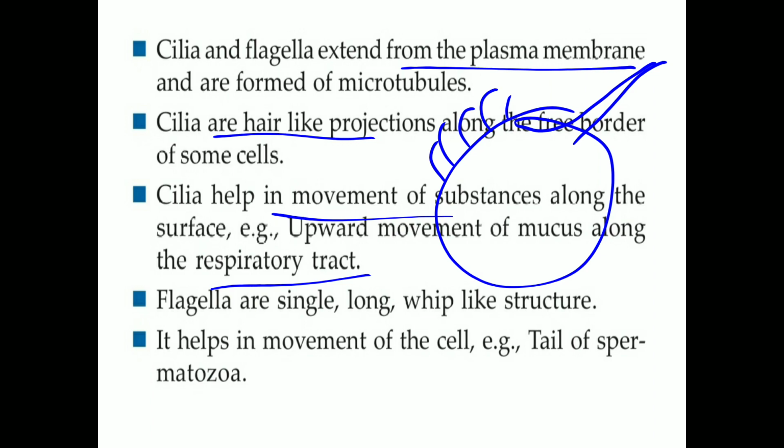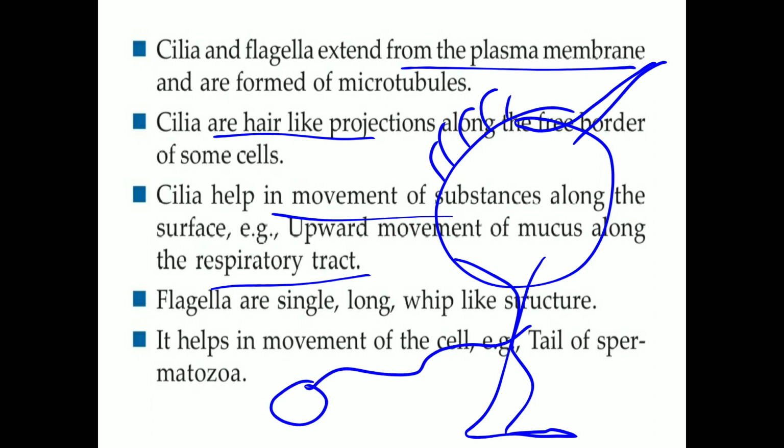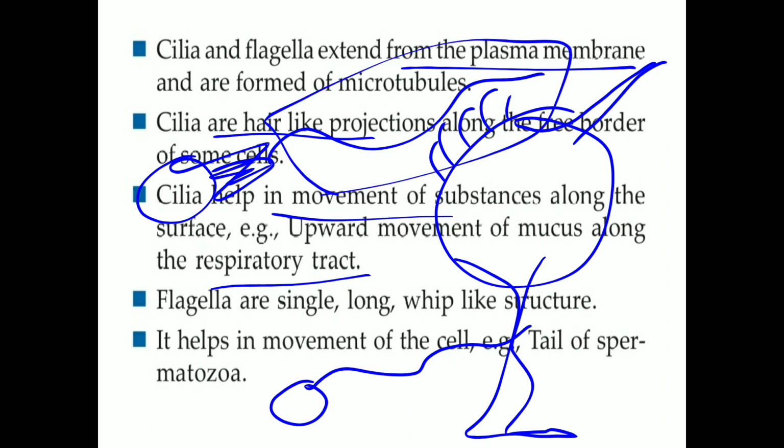And flagella are single whip-like structures, as in the case of a spermatozoa, a sperm. There is a head, then a body, and there is a whip-like structure in the case of a sperm. This whip-like structure helps in the movement of the cell. The tail of the spermatozoa is a flagella.